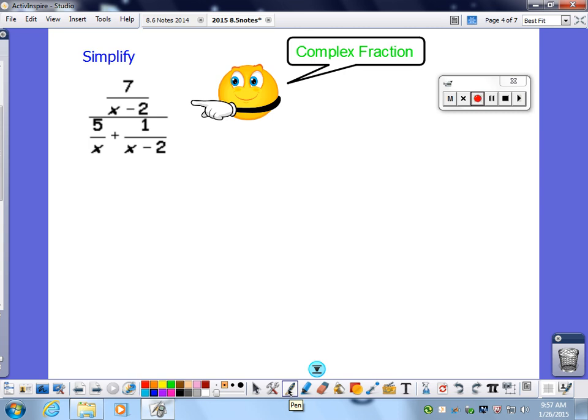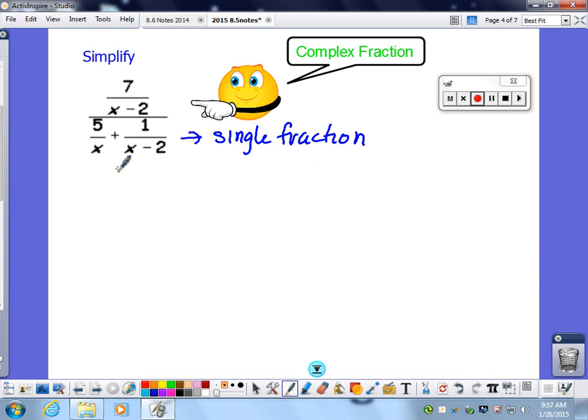All right, so what that means here, first of all, I see I'm dividing, so I'm going to be flipping this bottom, but I can only flip this once it's a single fraction. This has to be a single fraction. So I'm going to have to work on that denominator and get it to have a common denominator to combine that and make a single fraction. Okay, so let's do this.